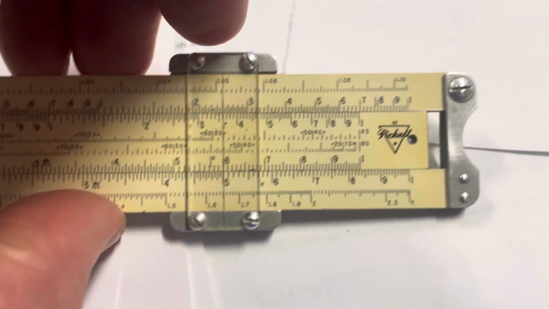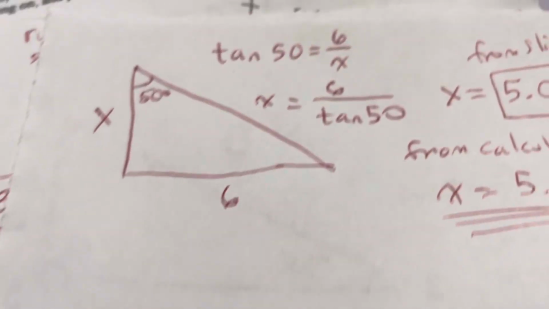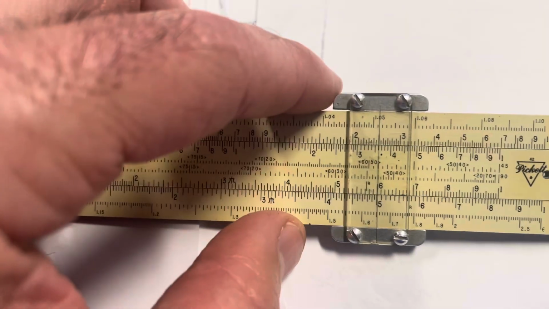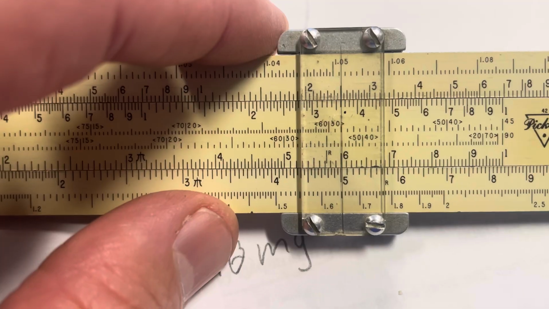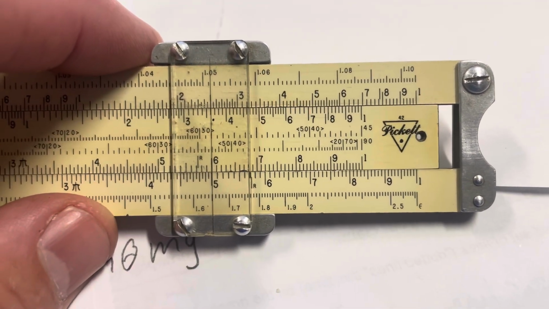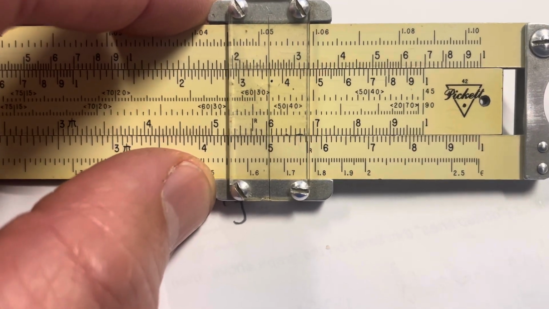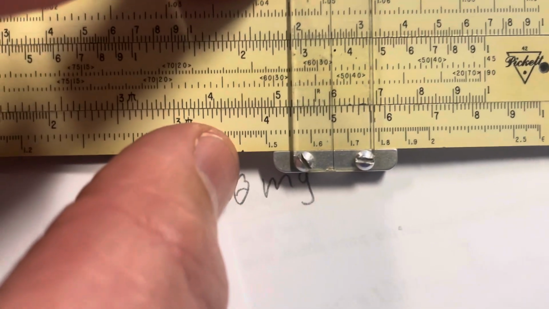If you move the hairline to 6, and I moved it around a little bit, because the right answer is actually 5.03 from the calculator. From the slide rule, if you do it very carefully, you'll see that it's slightly north of 5. I did move it a little bit because I'm doing this with one hand. And it ended up right there. Golly, that's so close to the correct answer on the calculator.